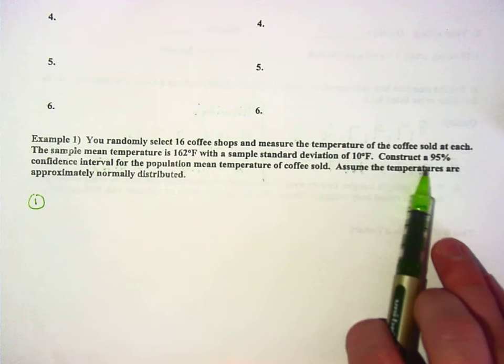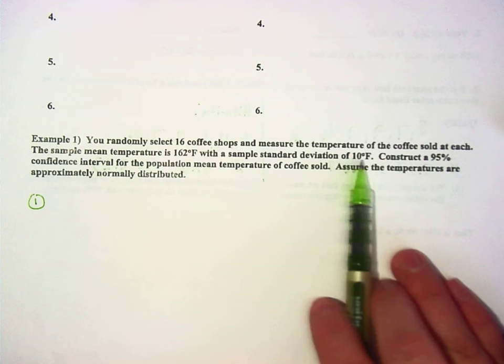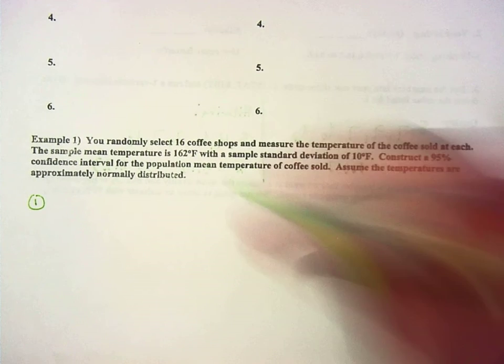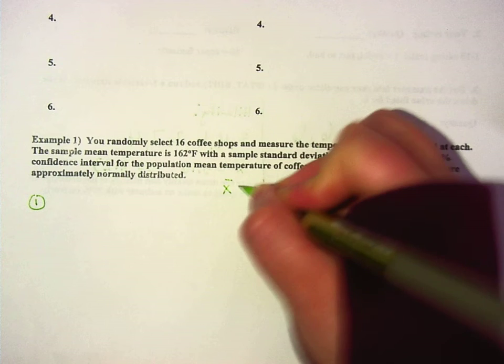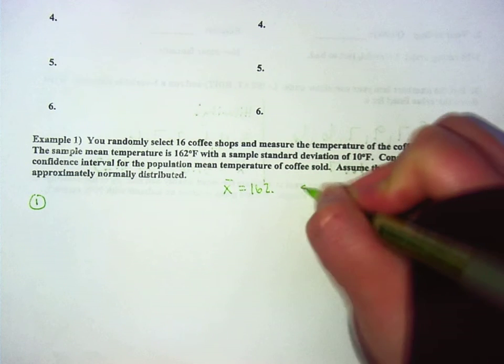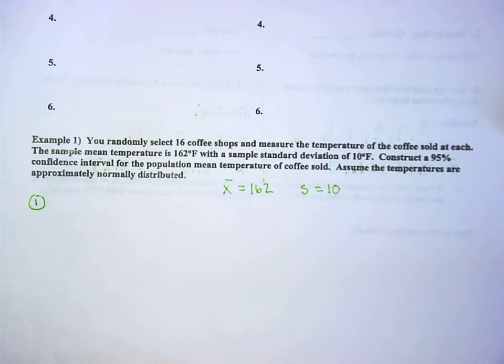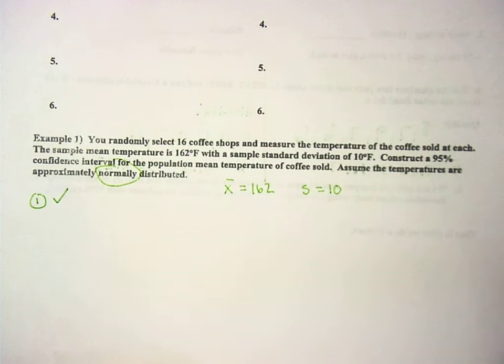It's pretty funny. Okay, so sample standard deviation. You see how it doesn't say population standard deviation, so that means that we've got X bar is 162 and S is 10. That's sample standard deviation. And it says that it's normal, so check.